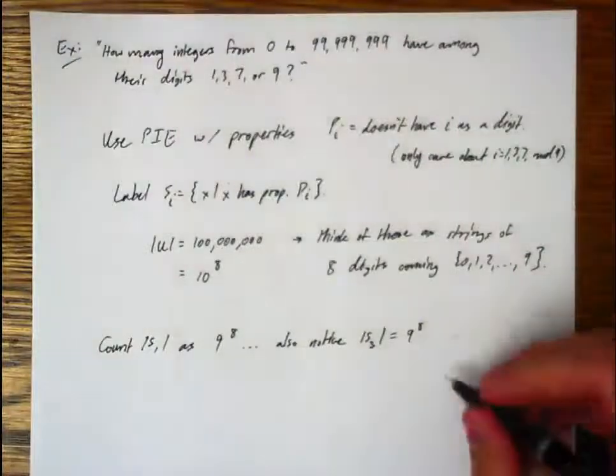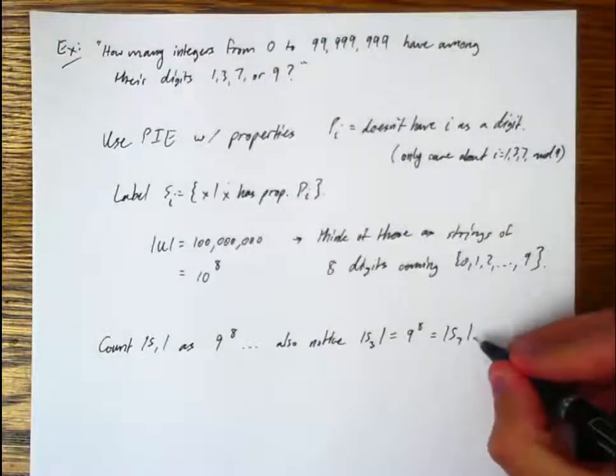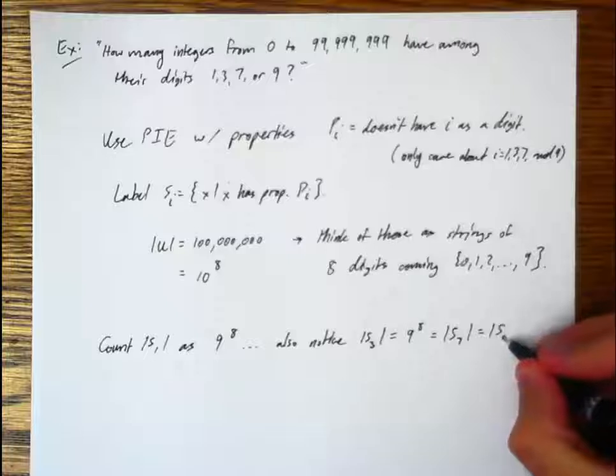So there are still 9 to the 8th different choices here, and again, I can do this for S7. I can do this for S9.